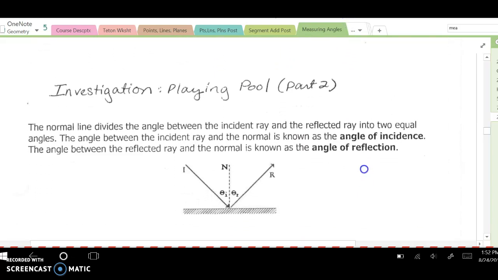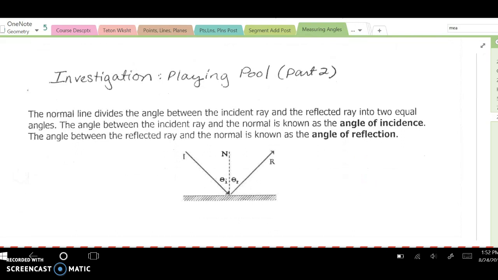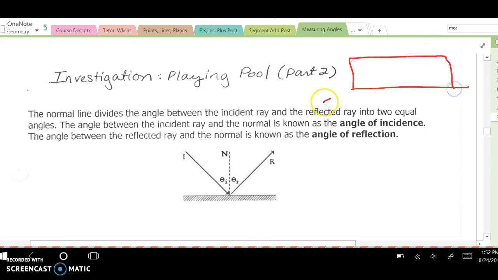Okay, so back to our investigation in the beginning about playing pool. So I asked you in pool, if I were to hit a ball, remember, and that ball bounces off the side, is it random in the way that that ball reacts? Well, it turns out there's vocabulary for this in physics. It's the angle of incidence and the angle of reflection.